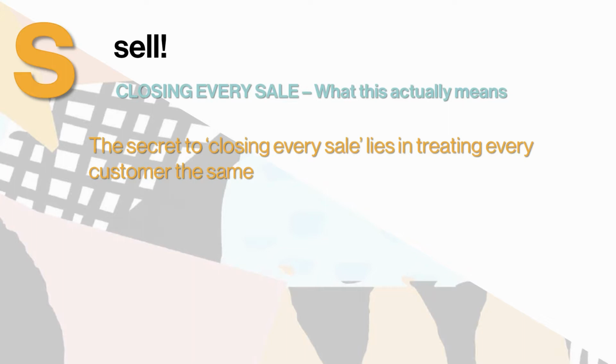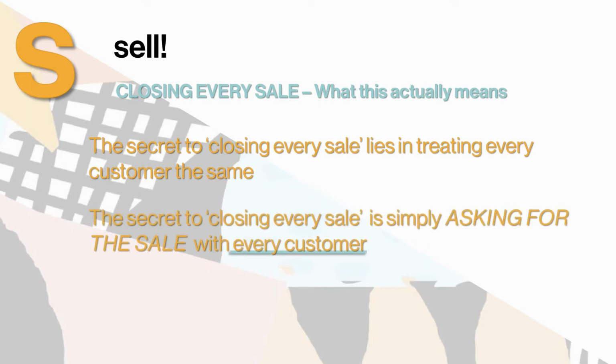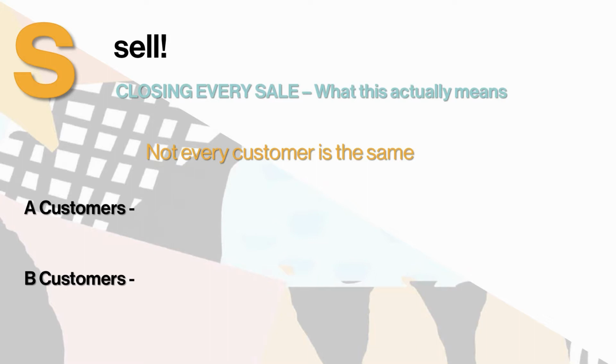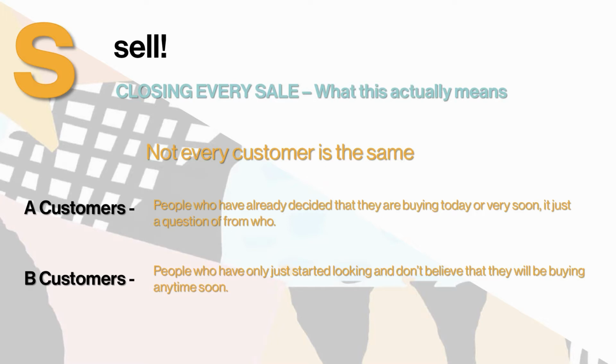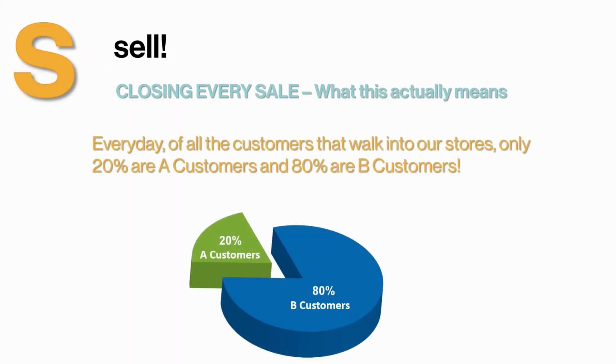The secret to closing every sale lies in treating every customer the same. The secret to closing every sale is simply asking for the sale with every customer. But, you say, not every customer is the same. Now, A customers are people who have already decided that they are buying today or very soon. It's just a question of from who. And B customers are people who have only just started looking and don't believe that they will be buying anytime soon. So every day of all the customers that walk into our stores, only 20% are A customers and 80% are B customers.